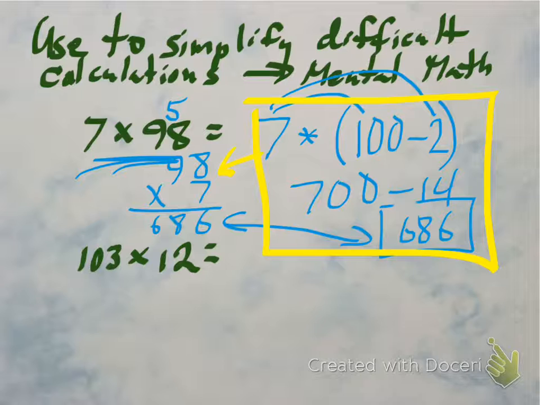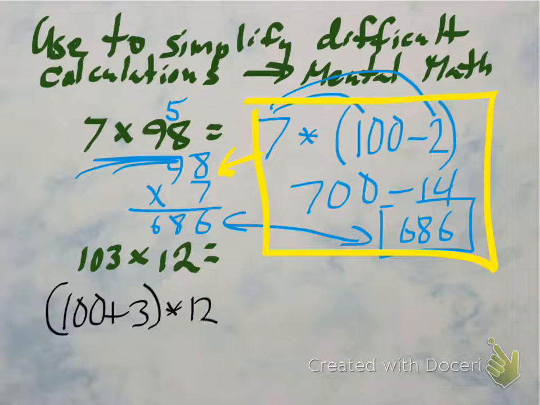103 times 12. Again, I can't really do that in my head. But the number that is a little bit uglier or bigger, that's the one we probably want to break up. So I'm going to break 103 into 100 plus 3 and multiply that times 12. Because 12 times 100 is pretty easy. Yep, 12 times 100 is easy. That's 1200. And 12 times 3 is also pretty easy.